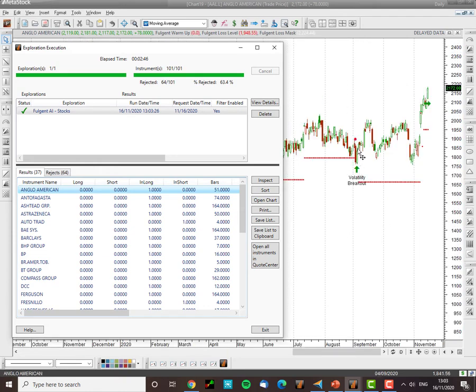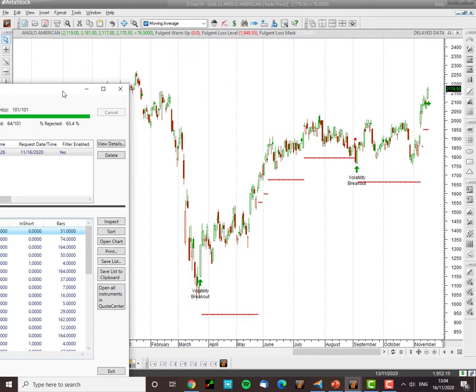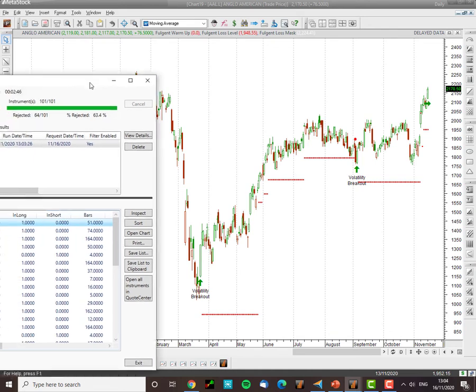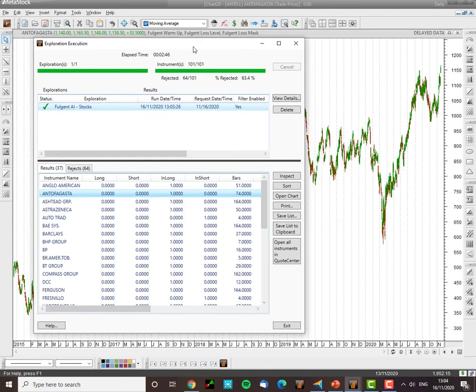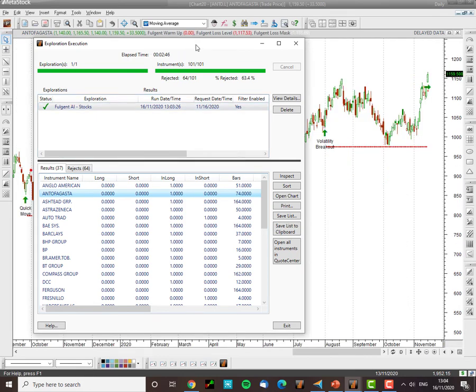You can see a nice volatility breakout. Whoops, up it goes. The AI then adjusts the stop loss accordingly as we go along. So we had some really great trades on the Anglo-American share, a huge volatility breakout back in March, and then it just kept motoring ahead. So there's 51 bars in the trade. Antofagasta, also a long trade there, 74 bars in this trade, volatility breakout, got very close to triggering the stop loss, but nevertheless it's still up, a positive trade.